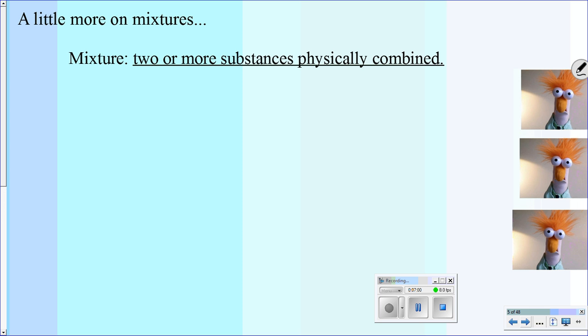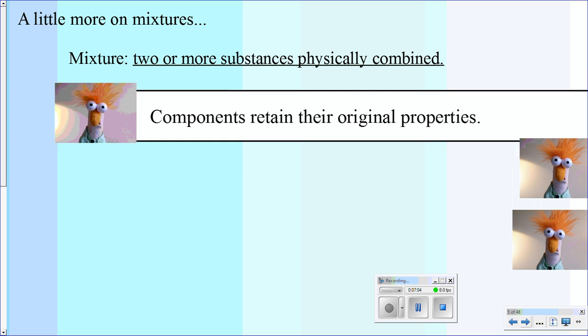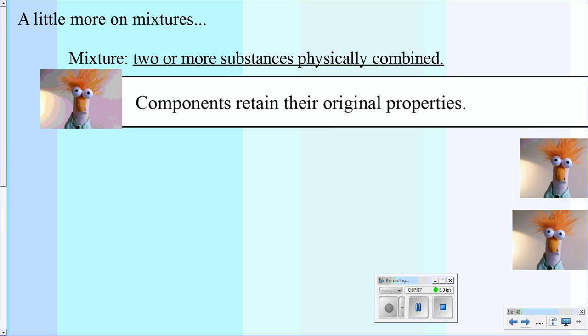A little bit more about mixtures. Remember, this is 2 or more substances physically combined. Some specific stuff that's important.